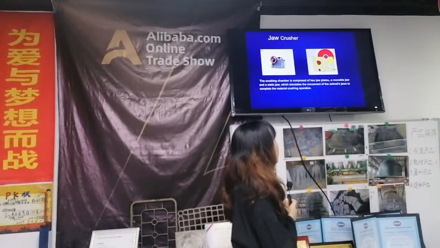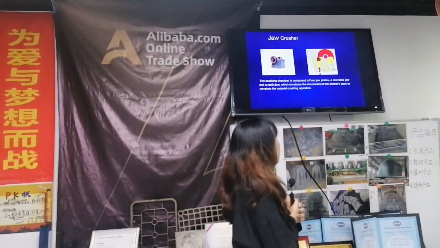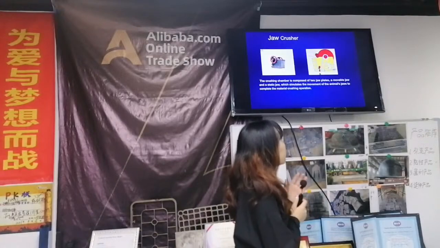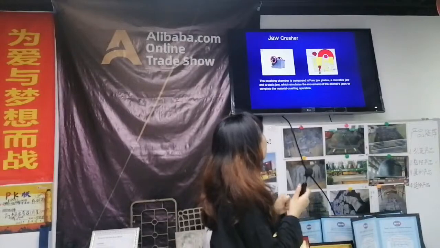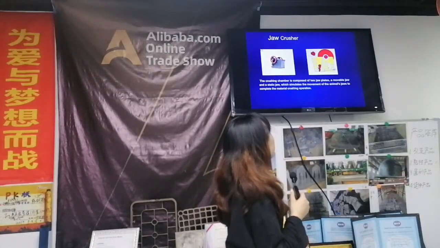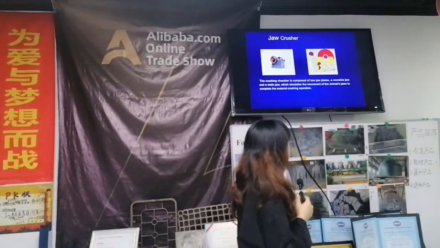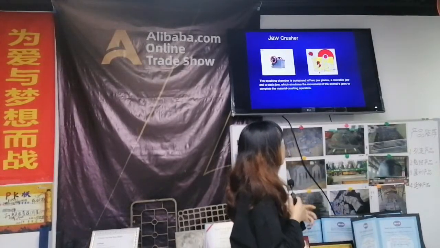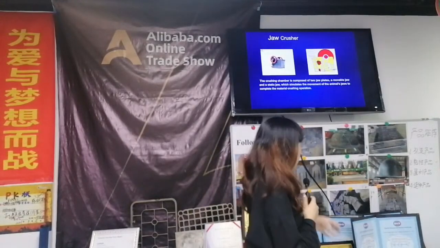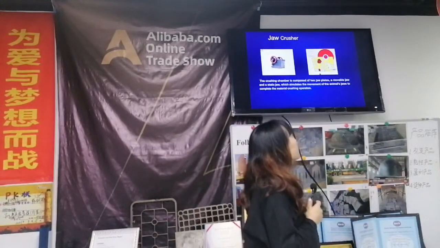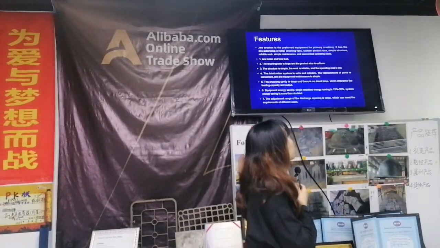So then I'll show you the first jaw crusher. The crusher chamber is composed of two jaw plates, a mobile jaw and a static jaw, which simulates the movement of the jaw to complete the material crushing operation. You can see the GIF.